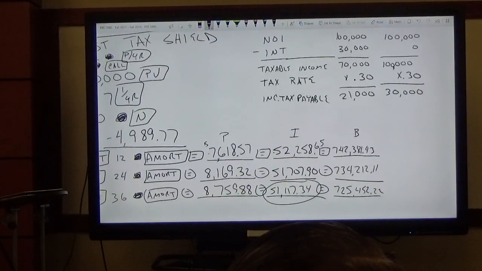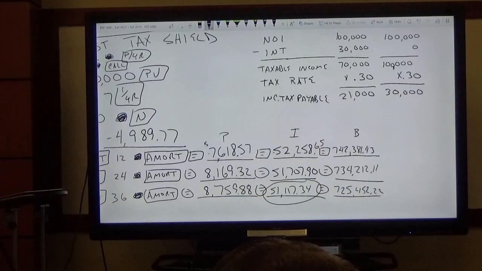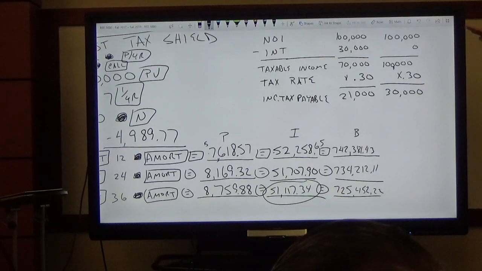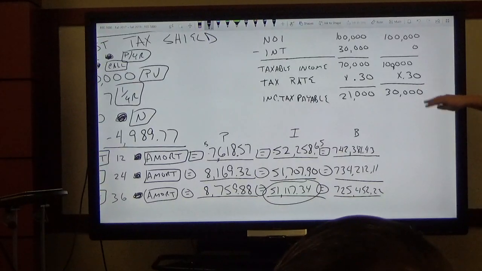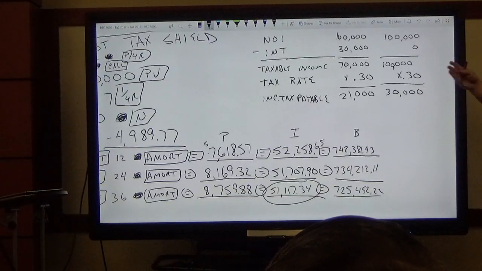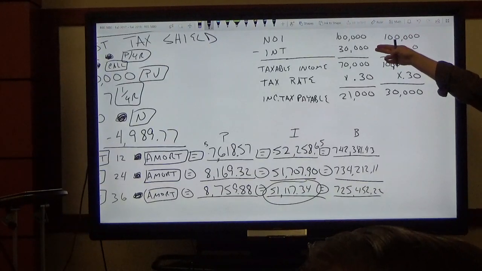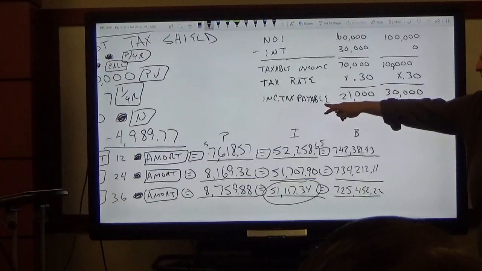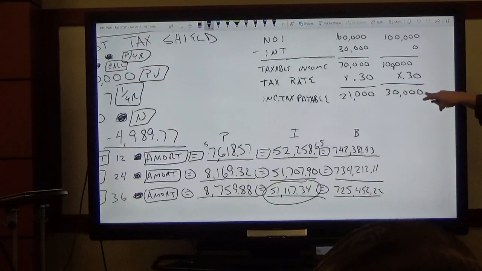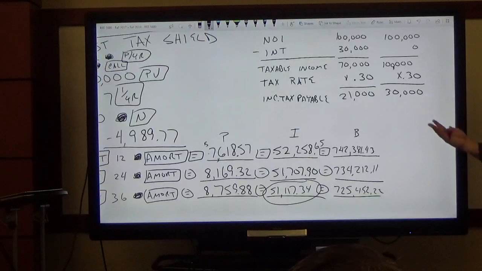But the simple answer is, yeah, you want to do what you can to put yourself into a tax bracket that is as favorable as possible to you, as low as possible. But making the assumption that our tax rate is 30%, with that interest deduction of $30,000, how much did that really impact the amount of income tax that we paid? Well, it cut our income tax bill by $9,000.